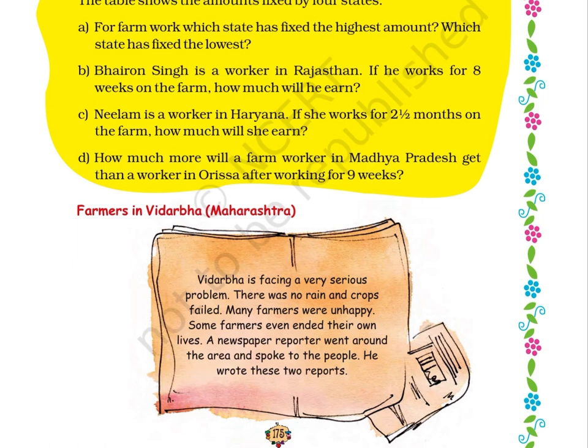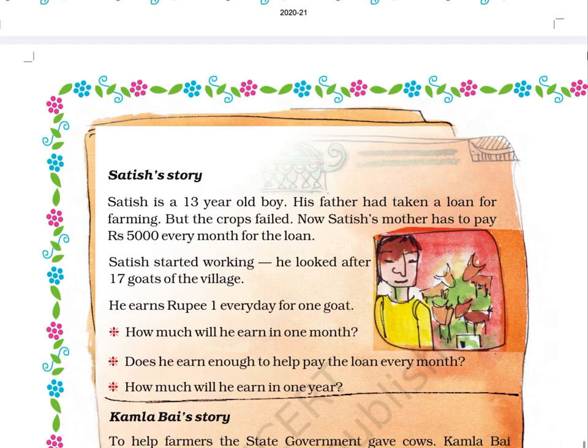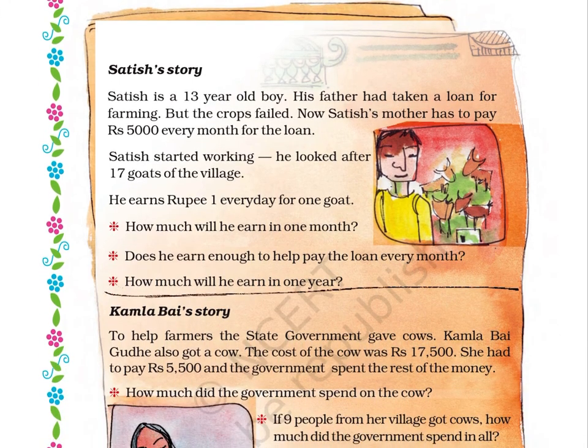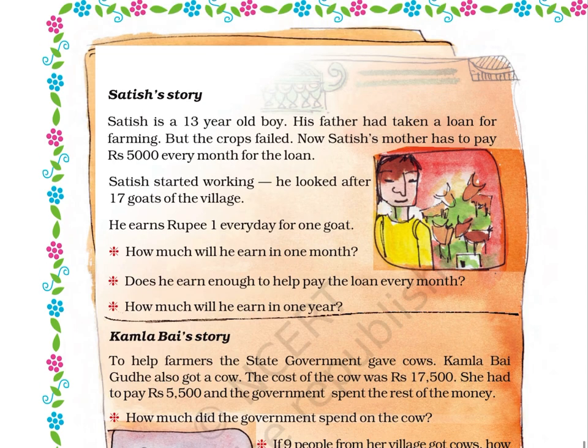Chapter 13. CIET NCERT presents Audiobook of Mathematics for Class 5 entitled MATHMAGIC 5, page 176, Chapter 13. Ways to Multiply and Divide. Part 2. Satish's Story. Satish is a 13-year-old boy.